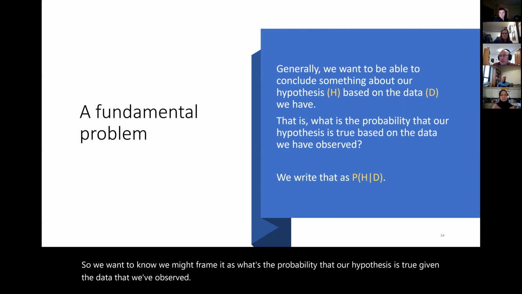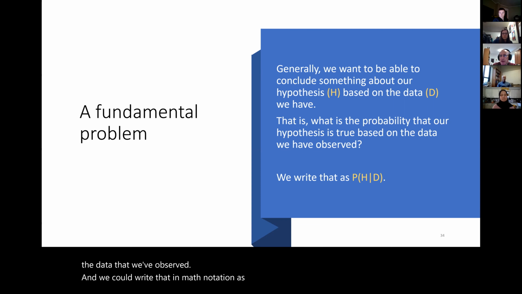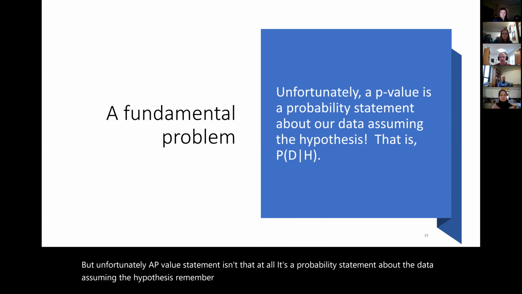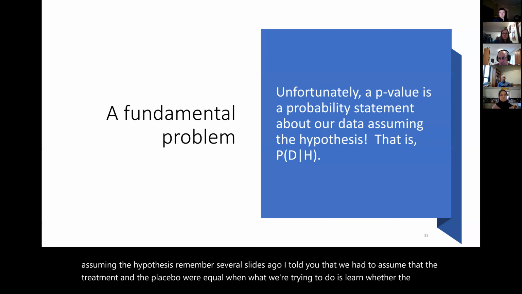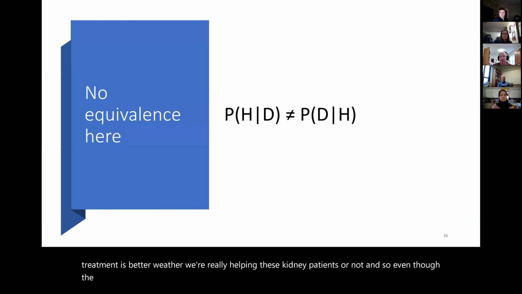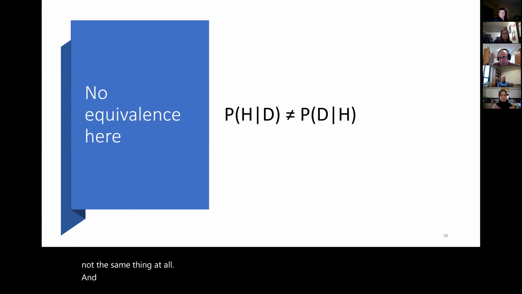And we could write that in math notation as P of H given D. But unfortunately, a p-value statement isn't that at all. It's a probability statement about the data, assuming the hypothesis. Remember, several slides ago, I told you that we had to assume that the treatment and the placebo were equal when what we're trying to do is learn whether the treatment is better, whether we're really helping these kidney patients or not. And so even though the probability of D given H looks a little bit like the probability of H given D, they're not the same thing at all. And so oftentimes p-values are misused, like I showed you earlier, because people make this mistake.